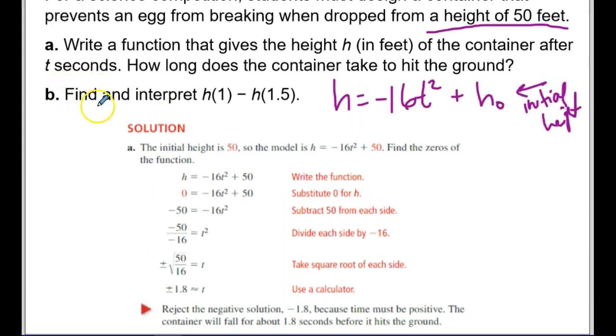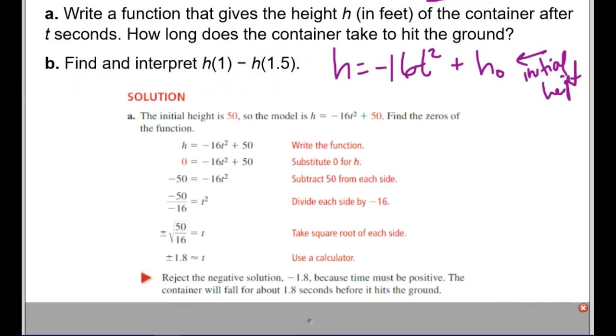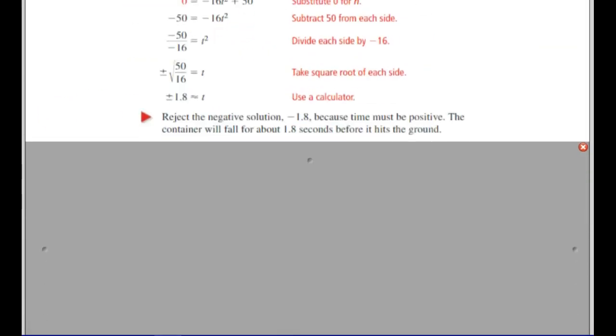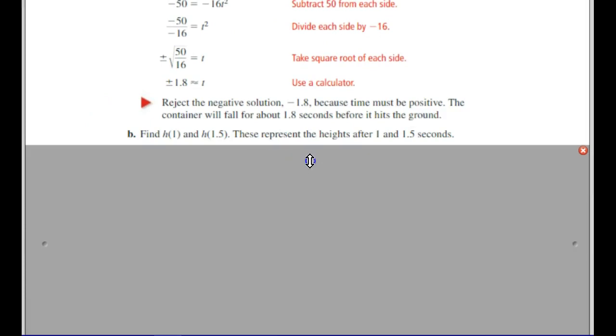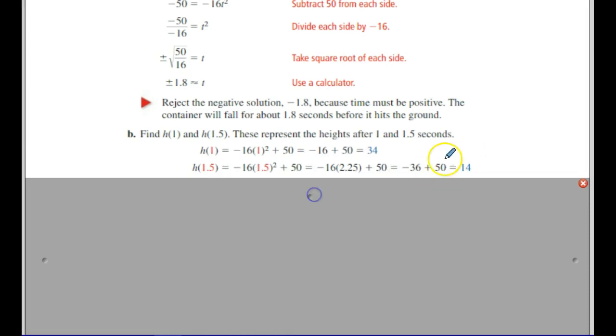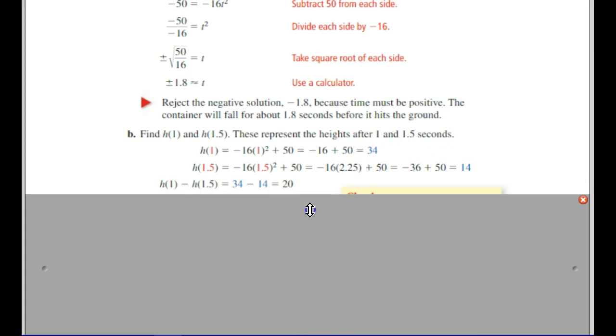Now part B asks me to find and interpret h of 1 minus h of 1.5. So I'm figuring out the difference in height at these two times and seeing what happens there. First I plug in 1 for t and solve, and then I plug in 1.5 for t and solve. And here are my solutions. I end up with a 34 and a 14. So I can subtract them and see that it's a 20.